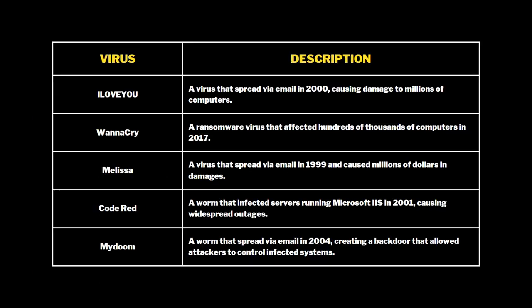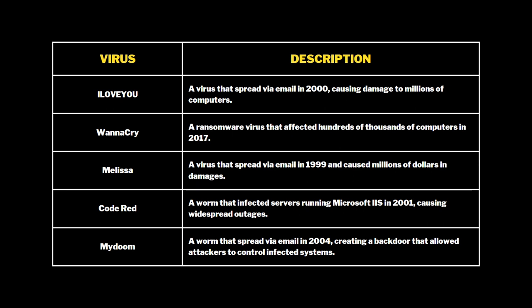Virus and its description. ILOVEYOU: a virus that spread via email in 2000, causing damage to millions of computers. WannaCry: a ransomware virus that affected hundreds of thousands of computers in 2017. Melissa: a virus that spread via email in 1999 and caused millions of dollars in damages.